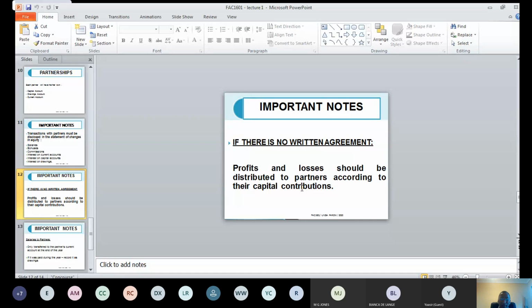If one partner's capital is 100,000 and the other one is also 100,000, each one has contributed an equal share. Therefore, they will be sharing their profits equally. If one partner has contributed 60,000.